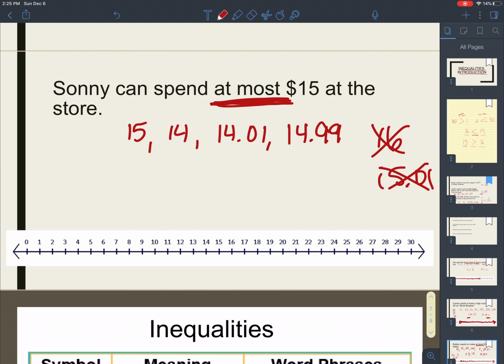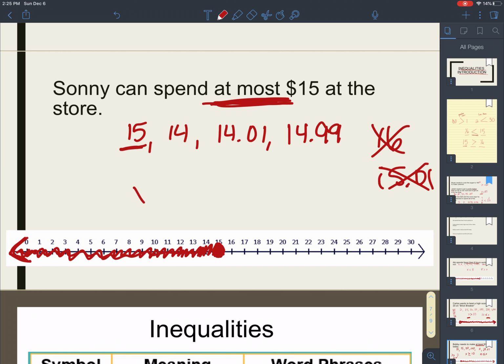So when you start to think of your solution set, you're talking about 15, right? And can Sunny spend 15? Yeah, that's the most he can spend, or she. And anything less than that. So we're going to include anything less than that, and the numbers less are to the left. The smaller numbers are to the left. But we're also going to include 15. And I forgot to write my inequality again, so we'll do that now. We're going to also include 15, so we're going to bubble it in.